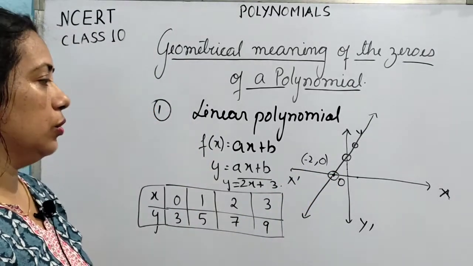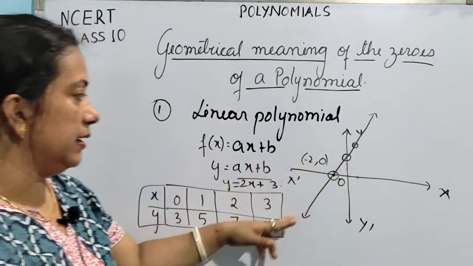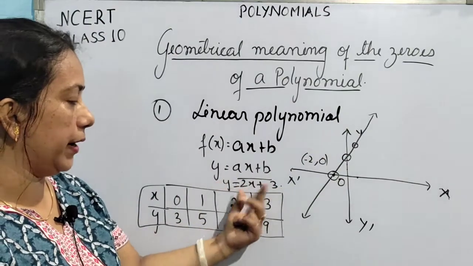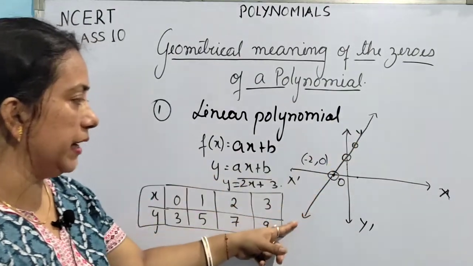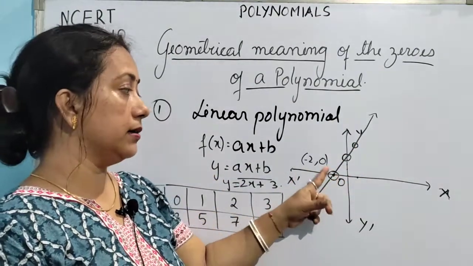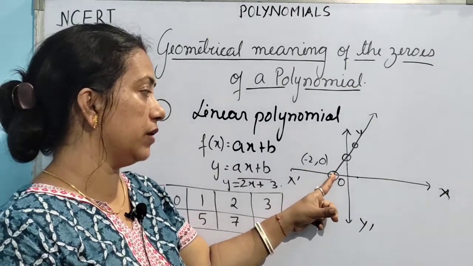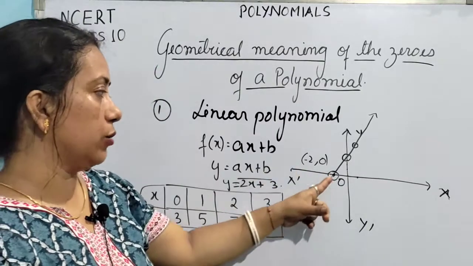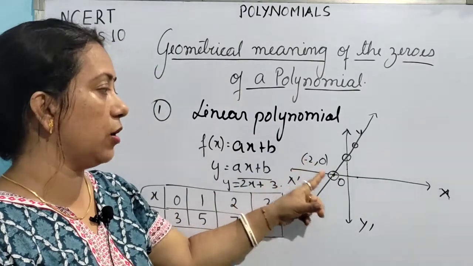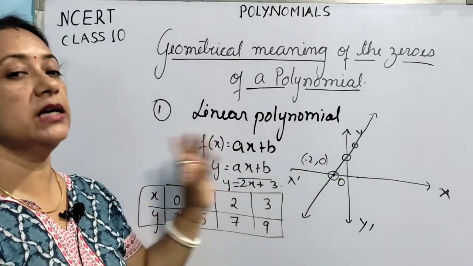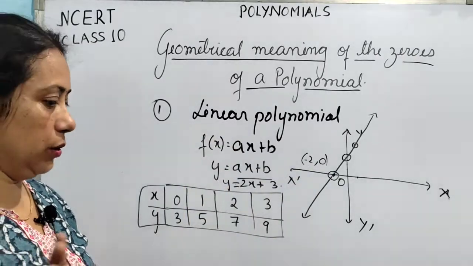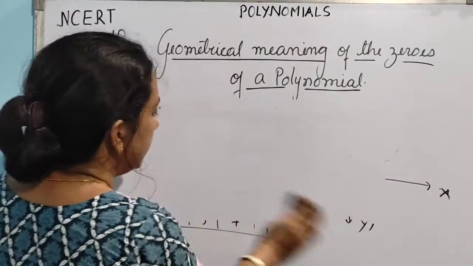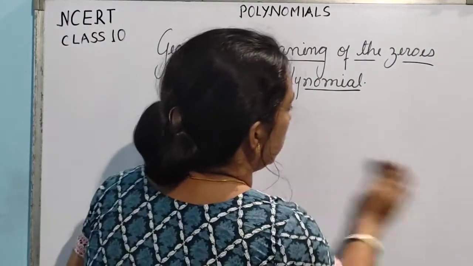Understood? So what did I say? The linear graph that we are getting, the straight line that we get by plotting these points, is going to intersect the x-axis at a point, and at the point of intersection, whatever is the value of the x coordinate, or the abscissa of that particular coordinate, gives you the zero of the polynomial. Now coming to the next type of polynomial, that is a quadratic polynomial.